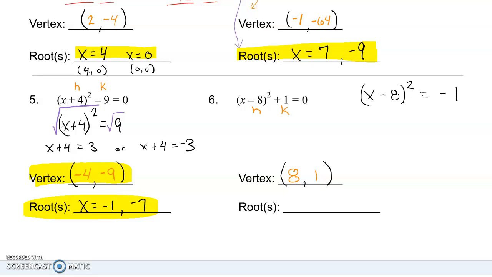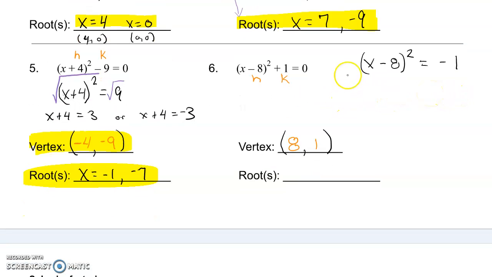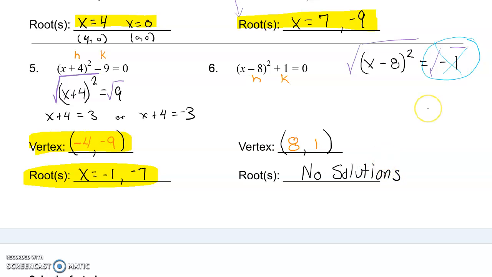But number 6 is a little trickier. When I subtract 1 from both sides, I get x minus 8 quantity squared equals negative 1. But if I square root both sides here, I end up with a pretty tricky situation. That can't happen. We can't do this, so there are no roots or no real solutions. If we write no real solutions, no roots, no solutions, all of that is saying the same thing. When we take the square root of a negative number, it represents that there are no solutions to that quadratic function.